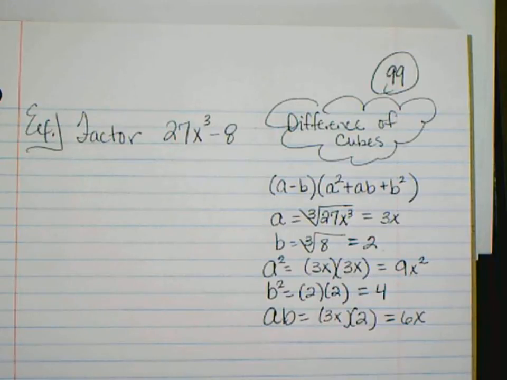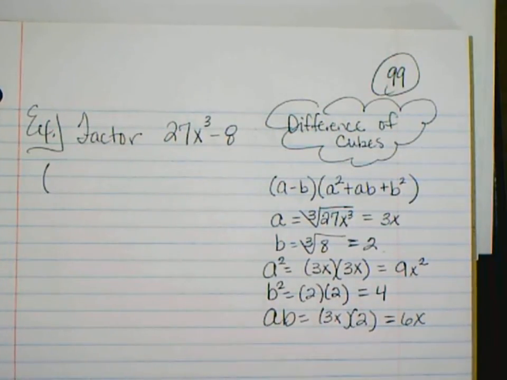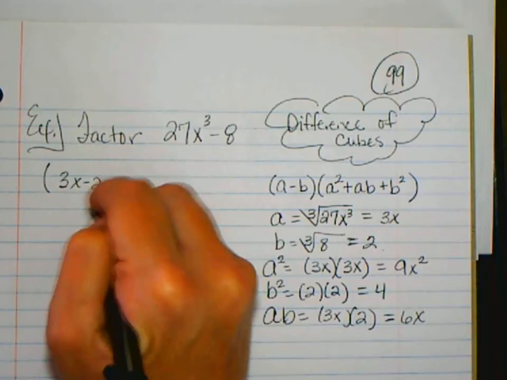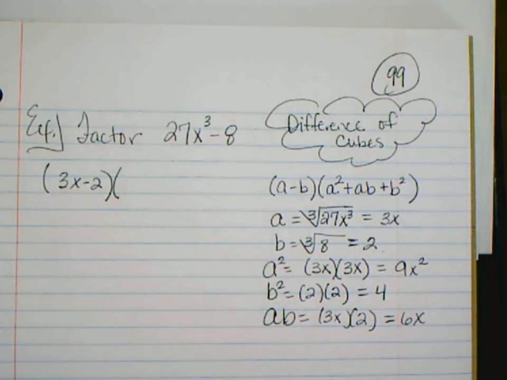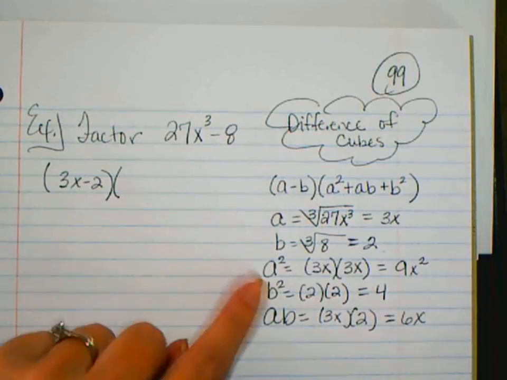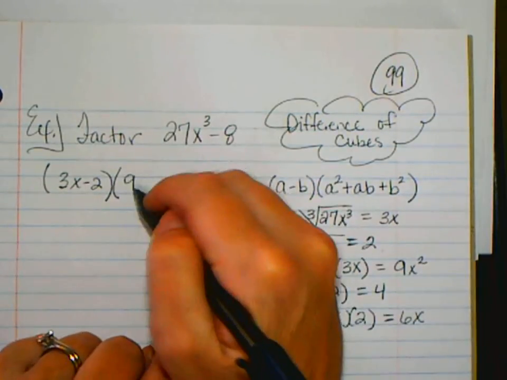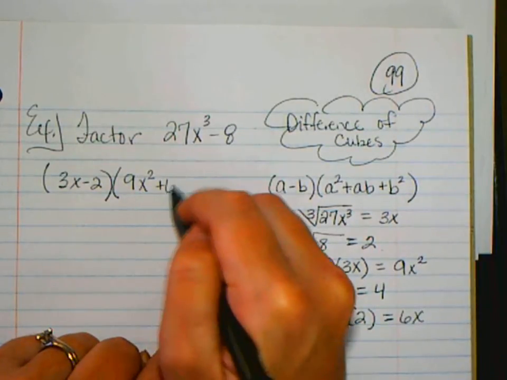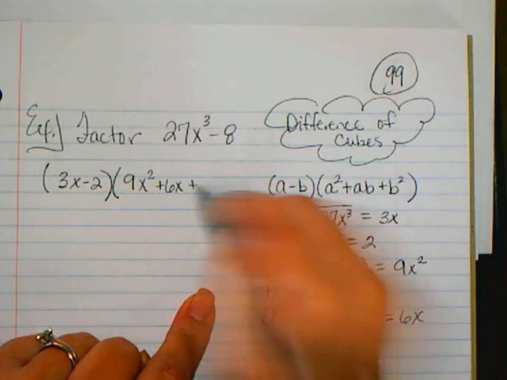Boom, it's factored. Okay? So what am I going to put for A minus B? 3x minus 2. And then I will write 9x squared plus 6x plus 4.